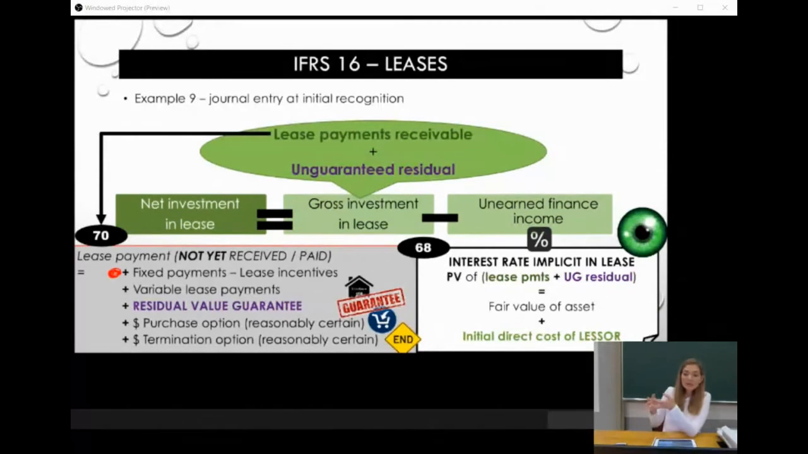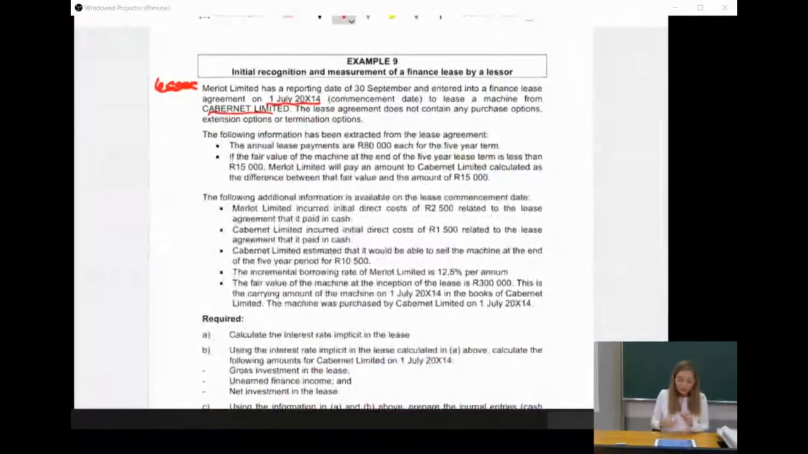What's the lessor getting in return? It's getting some lease payments in return as well as the balloon payment. And then, so obviously the balloon payment should be included in my lease payments and my gross investment in the lease. Good, okay.